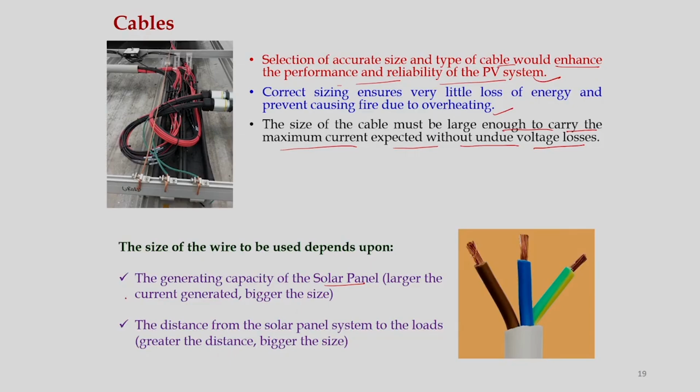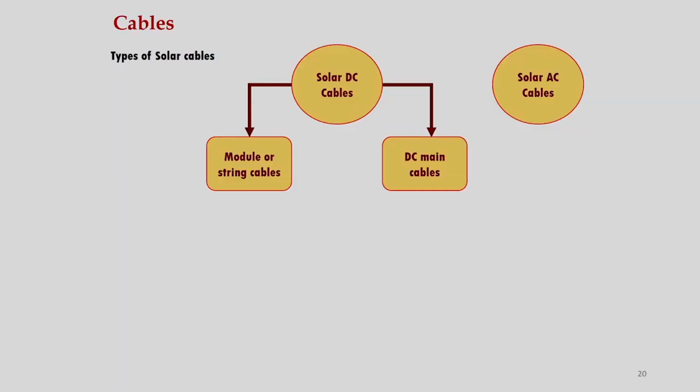So, this size also depends on these two factors: the generation capacity of the solar panel, and the distance from the solar panel system to the load. These are very important aspects because they involve a lot of cost if we are talking about a megawatt level power plant. And primarily these cables are classified into two categories, DC cables and AC cables.